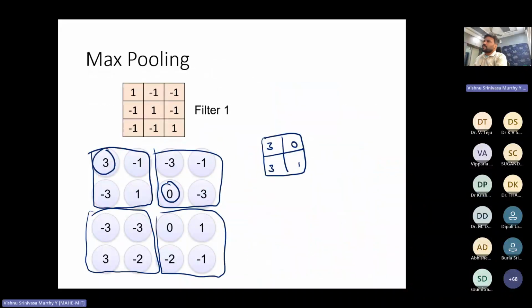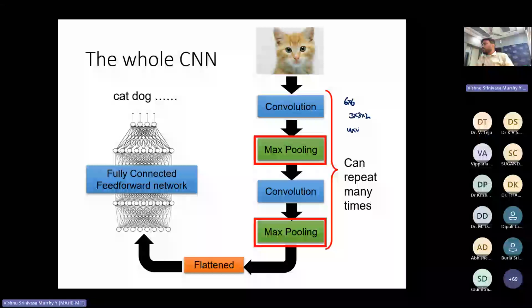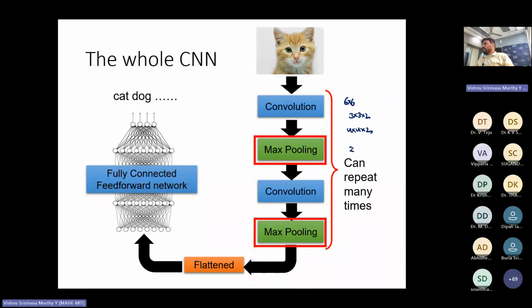Now come back to this diagram. So the initial image is 6 by 6. Then I applied 3 by 3 filters, 2 filters, and I got 4 by 4 by 2. Then I applied the pooling and got 2 by 2 by 2. Now let us assume that I don't want to do this process. 2 by 2 by 2 is nothing but how many values? 8 values: 1, 2, 3, 4, 5, 6, 7, 8. These values are given as input to this.